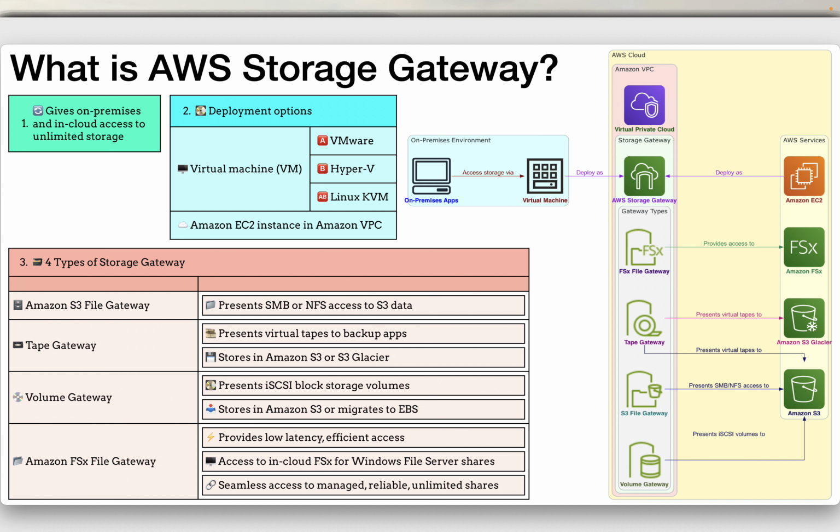Amazon FSx File Gateway, which is called FSx File Gateway, is a new file gateway type that provides low latency and efficient access to in-cloud FSx for Windows File Server file shares from your on-premises facility. If you maintain on-premises file storage because of latency or bandwidth requirements, you can instead use FSx File Gateway for seamless access to fully managed, highly reliable and virtually unlimited Windows file shares provided in AWS Cloud by FSx for Windows File Server.